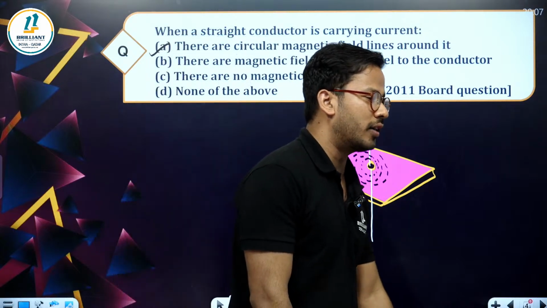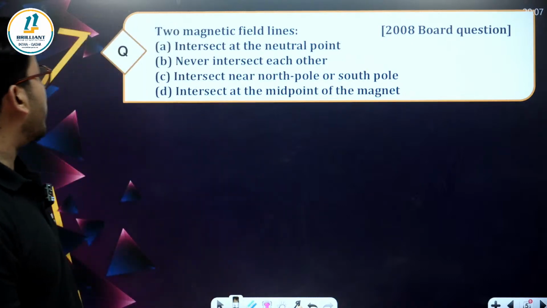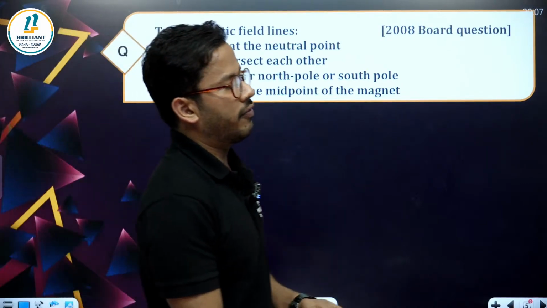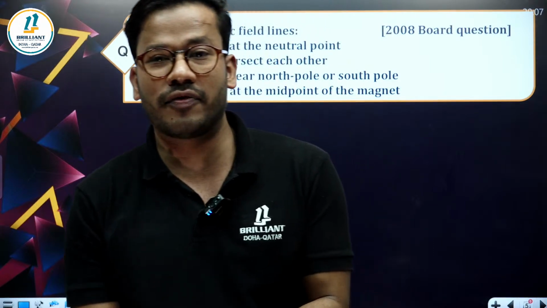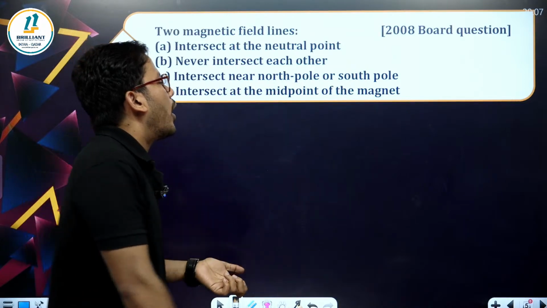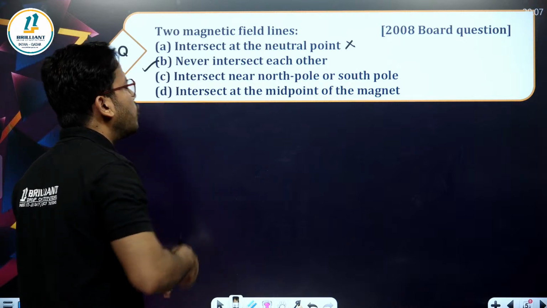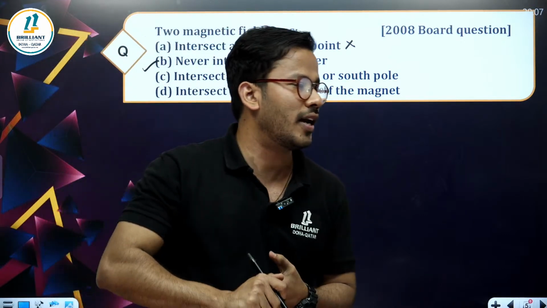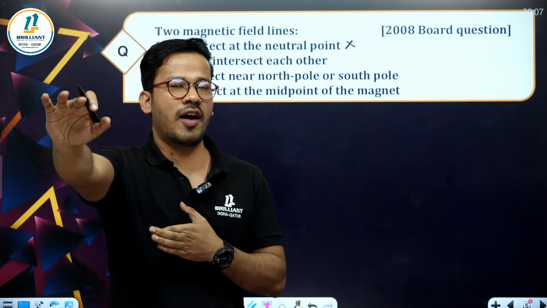Let me start with another question. And here you have the next one. Two magnetic field lines, everybody. What happens? Do they intersect at a neutral point? They don't do this, right? They never intersect with each other. There you go. This is your answer, guys. They never, ever intersect with each other, everyone.